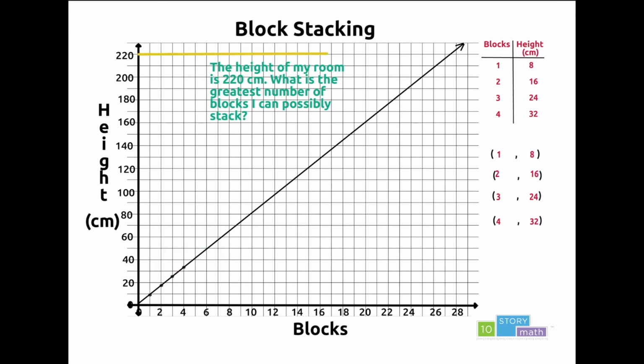Find 220 centimeters on the graph. We'll move across and then down to find out how many blocks we can use. The line falls right between 27 and 28. 28 blocks would be too much, so it wouldn't fit in the room. Therefore, the correct answer is 27 blocks.